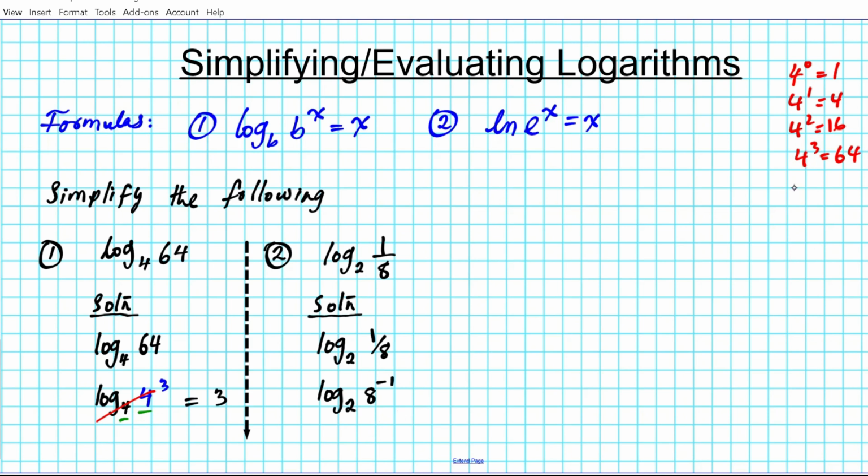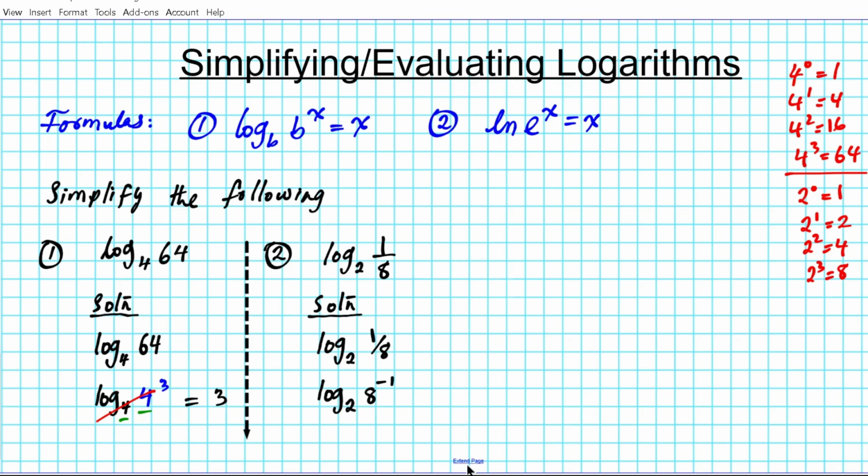Now, let's express 8 as a power of 2. We have 2 to the 0 is 1. 2 to the 1 is 2. 2 to the second power is 4. 2 to the third power is 8. Bam, there you go. That's what we want right there.